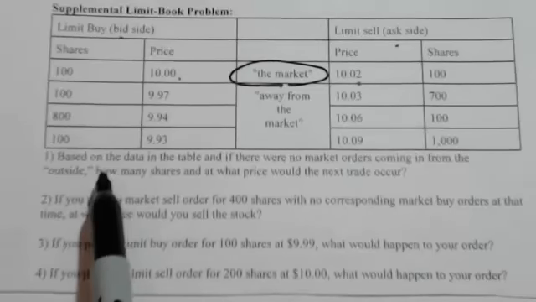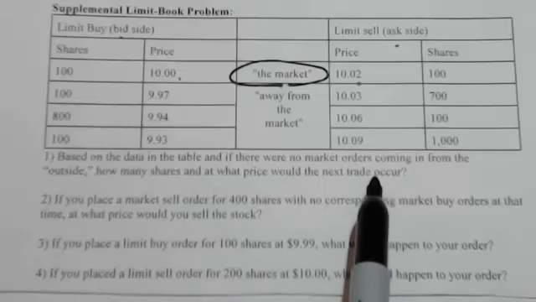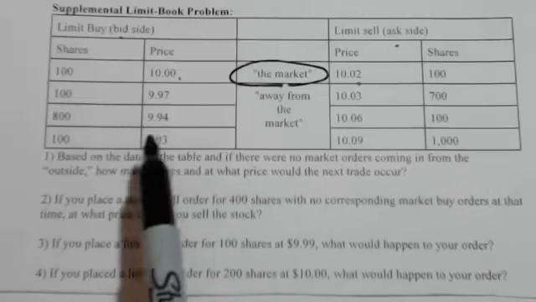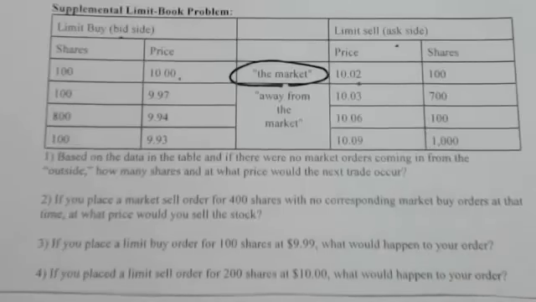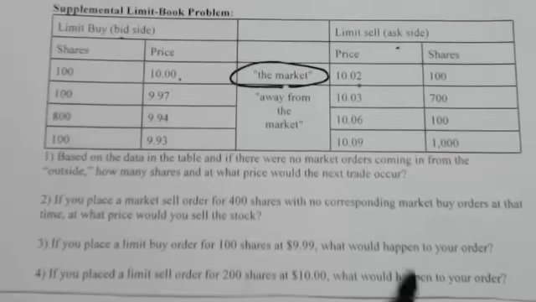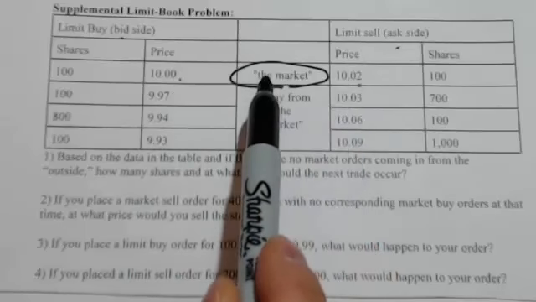Question 1, based on the data in the table, and if there were no other market orders coming in, remember these are all limit orders I'm showing you, there's no market orders coming in from the outside, from some other party, how many shares and at what price would the next trade occur? Think about that. What would occur? Where would the price be? Would it be at $10? Would it be at $10.02? Would it be at $10.01?